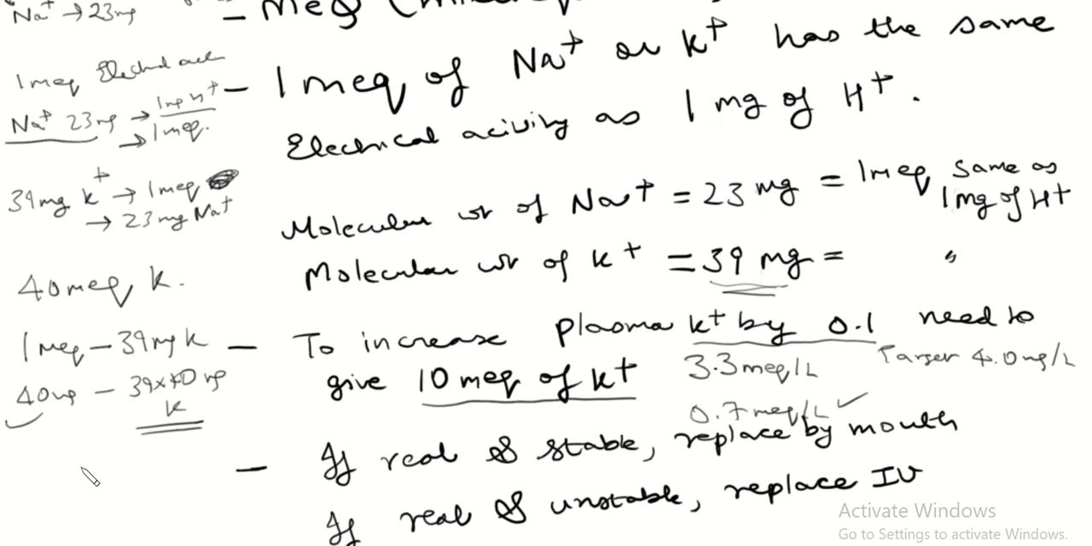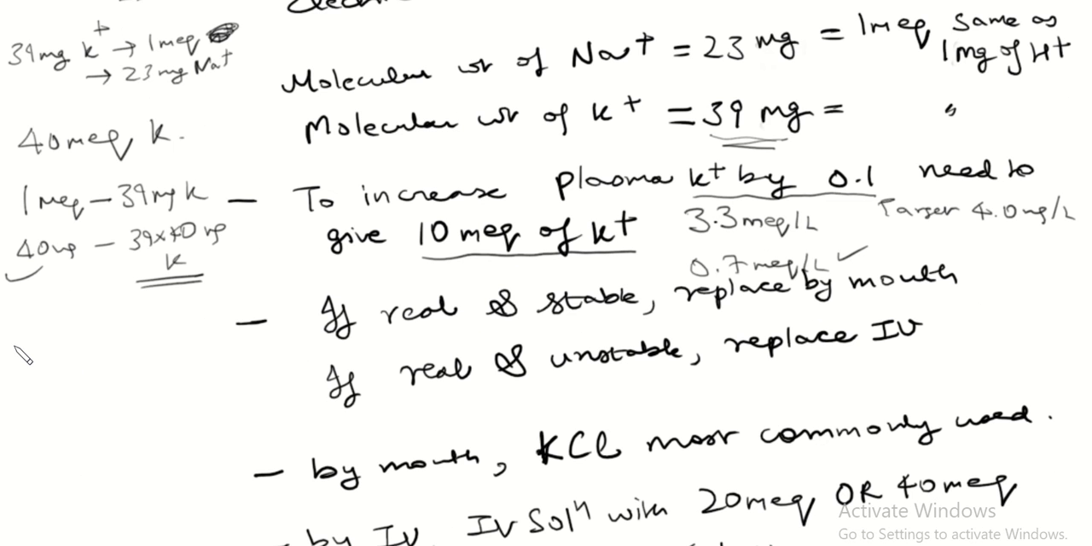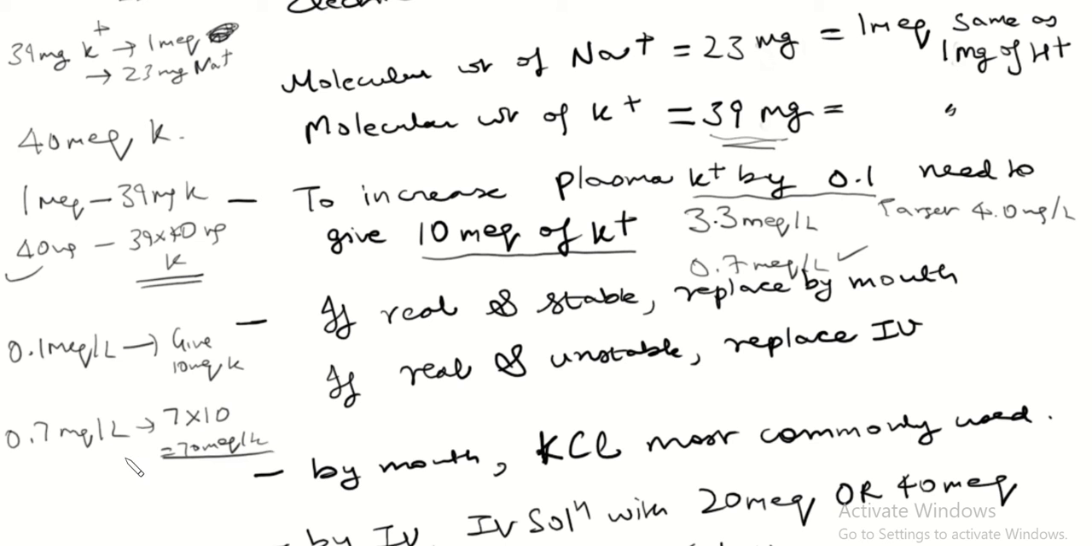Okay, so let's do some ratio and proportion. To increase the potassium level by 0.1 milliequivalent per liter, I need to give 10 milliequivalents of potassium. If I'm targeting an increase of plasma potassium by 0.7, I need to give 7 times 10, that is 70 milliequivalents of potassium. So you see, that gives you a rough ballpark idea when you're thinking about dosing a patient.